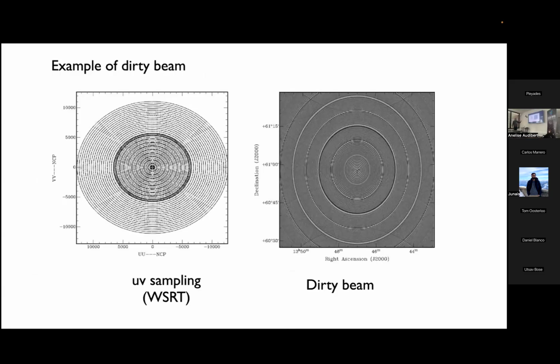This is for Westerbork, a full 12 hours of Westerbork. We count 91 baselines. This is the UV sampling, and this is the dirty ring, a nice circle, very characteristic of east-west arrays. Because east-west array UV coverage is always these nice ellipses, the Fourier transform also has ellipses. This is very characteristic of Westerbork and compact arrays.